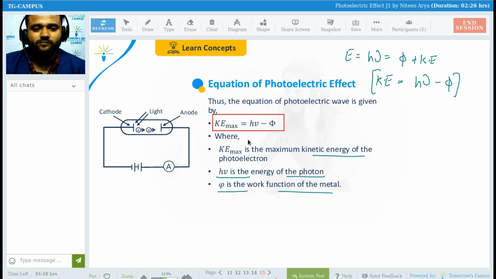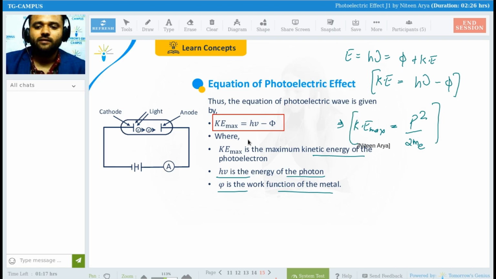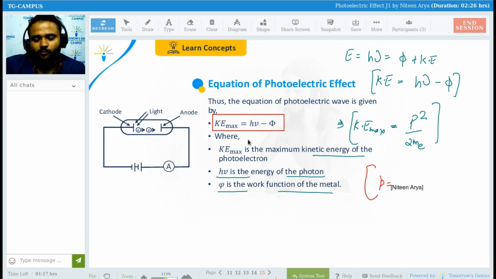Clear everyone? Okay, you can rewrite this KE max in terms of momentum as P square by 2m. Here m is the mass of a photoelectron, and P square is the momentum of a photoelectron. Not photon, photoelectron. Or simply half m v square is the simplest form. And P equals h by lambda, or E by c, is the momentum of a photon, as we learned in the beginning. That is for a photon, not for an electron. So just stick to this.